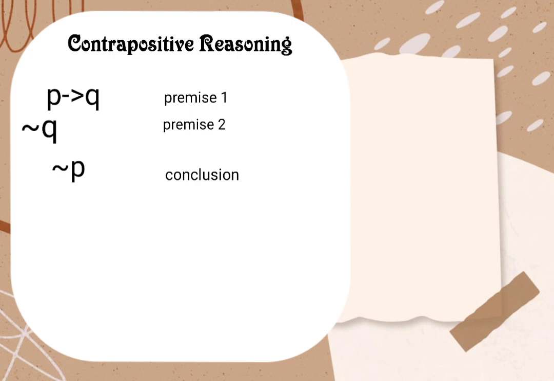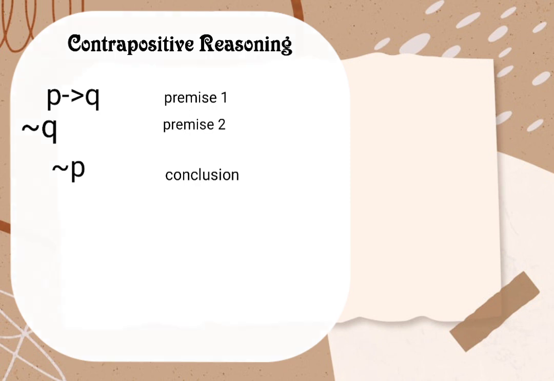Para mabilis maintindihan, palitan natin yung arrow sign ng equal, kagaya ng ginawa natin sa number 1. So, magiging P equals to Q ang first premise natin. Then, the second premise is not Q. Then, the conclusion will be not P.